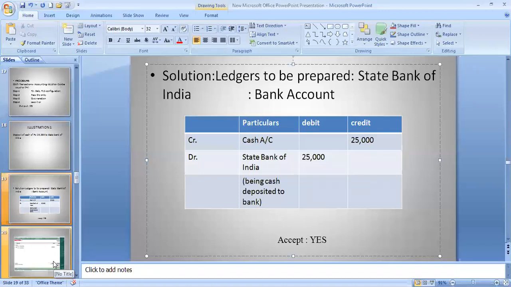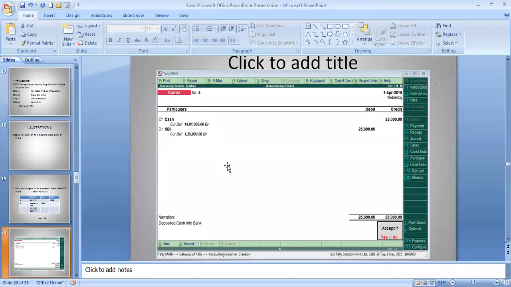Okay. Solution, ledger to be prepared, State Bank of India, and as it is a banking transaction, it falls under the group bank accounts. Then you need to give information as credit and the debit, but be very particular. So this is how you will be giving the information. So you are going on with the contra number 1. So we shall also see by creating one transaction here. So go for Tally.